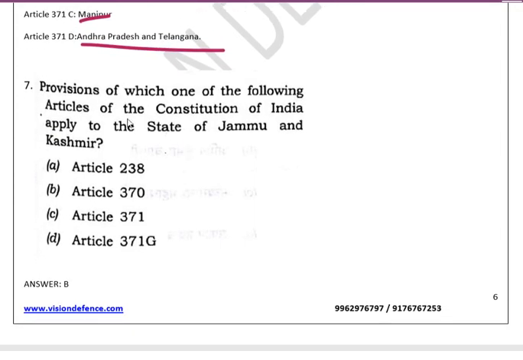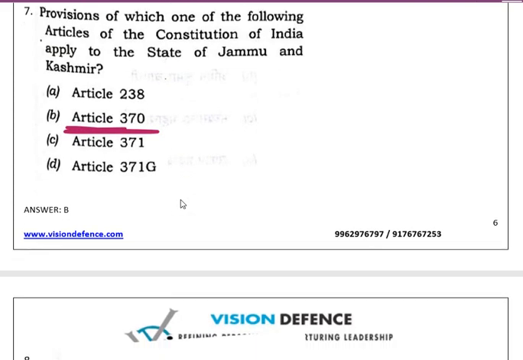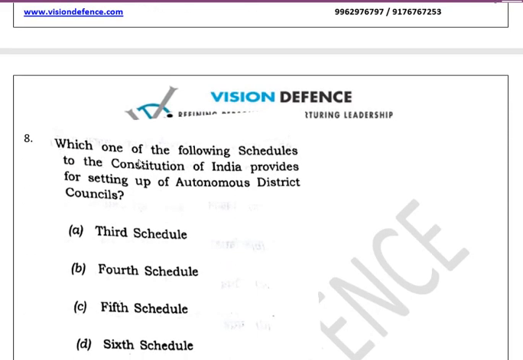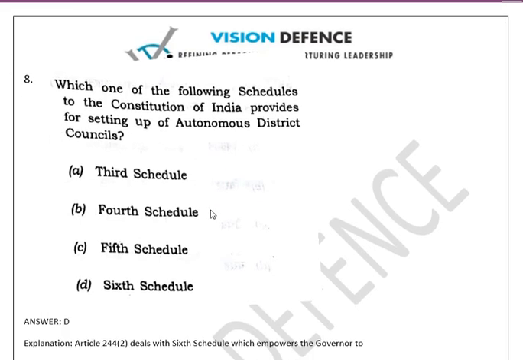7. Provisions of which of the following articles of the Constitution of India apply to the state of Jammu and Kashmir? This is also a direct question. Article 370. Simple. 8. Which of the following schedules to the Constitution of India provides for setting up of Autonomous District Councils?